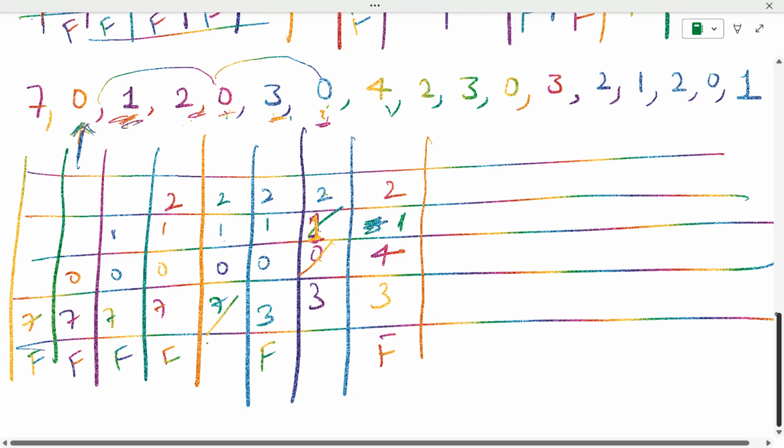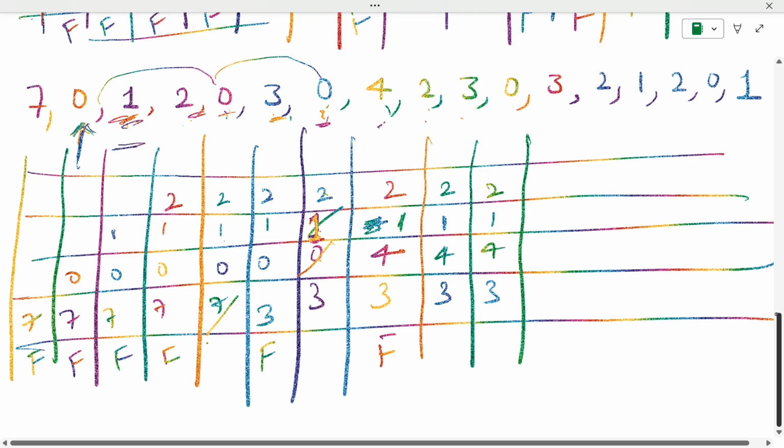Now we want 2. So 2 is already there, no need to bring it back. Okay, we want to access 3, no need to bring it back, it is already there. Now we need 0. Okay, so out of 2, 3, 4, and 1, which page do we need to replace for 0, right? So this is the question once again.